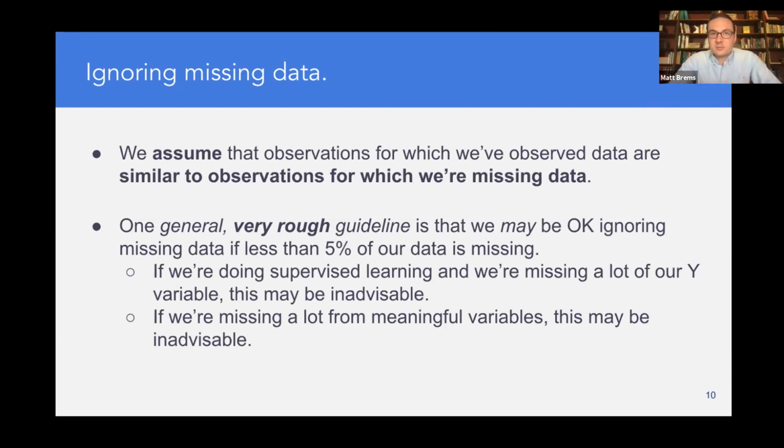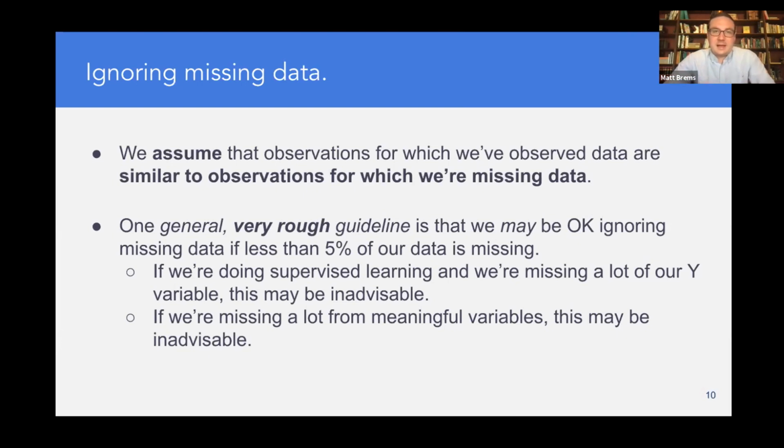Now, there are, as always, some caveats to this. If you're tackling a supervised learning problem and you're missing a lot of your Y variable, the output variable, the thing you're trying to predict, this might be inadvisable. For example, if you have 20 variables in your data set and almost all of your missing values are from that Y variable, that might be really, really bad. Even if it's less than 5% of your overall data, if you're missing maybe 50% of observations for Y, I personally would probably not feel very comfortable ignoring missing data, even though that threshold of 5% of your data has been met.